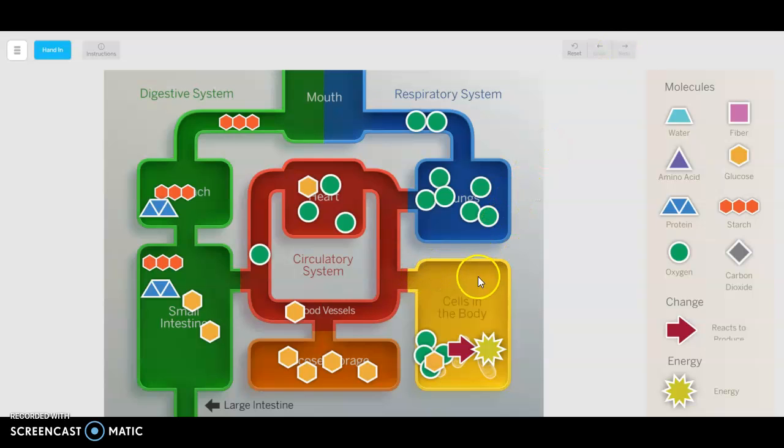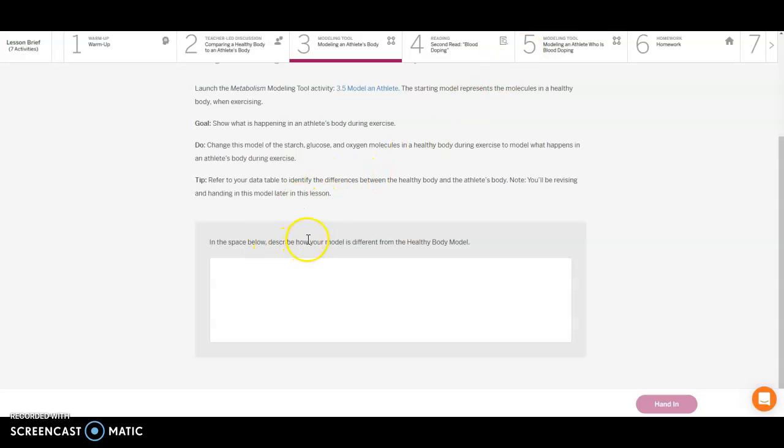So this is what that modeling tool looks like when you bring it up. You're just going to alter this to show what it would look like in an athlete's body. And you'll get to change it again later. So just put what your thoughts are and make sure you hit hand in. And it should come up later on in the lesson so you can come back and look at it. Just make sure you hit hand in.